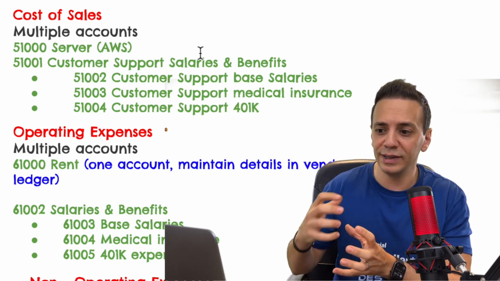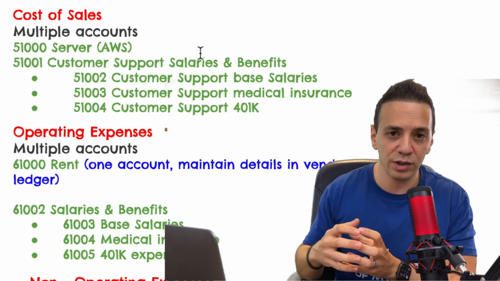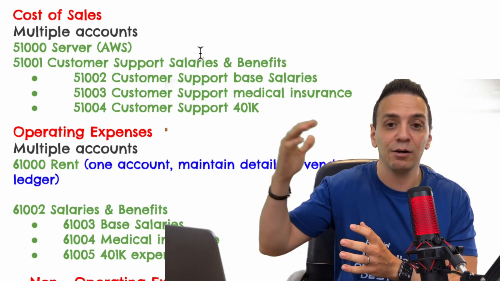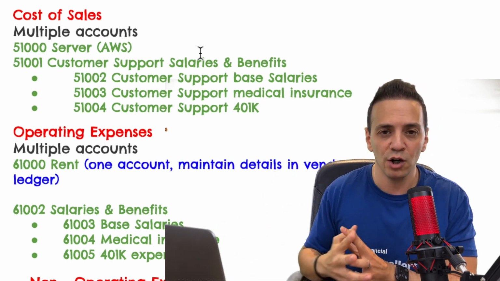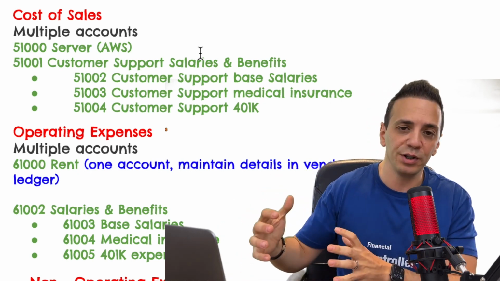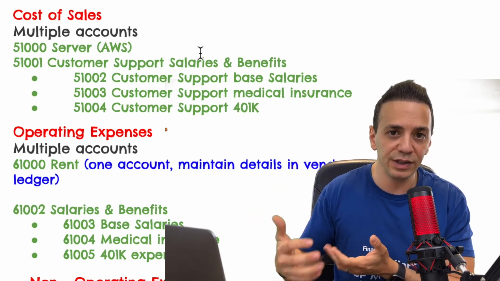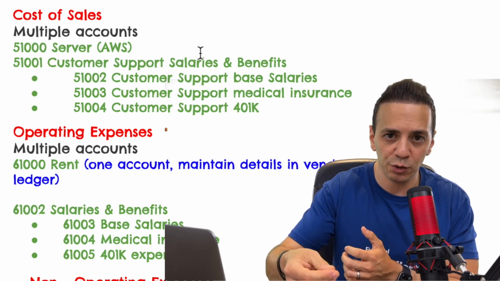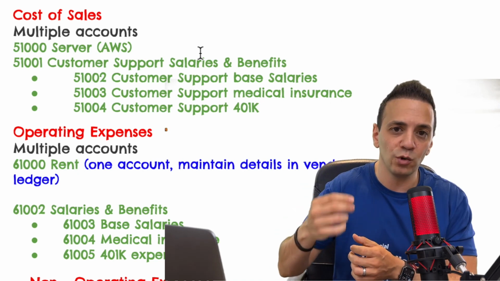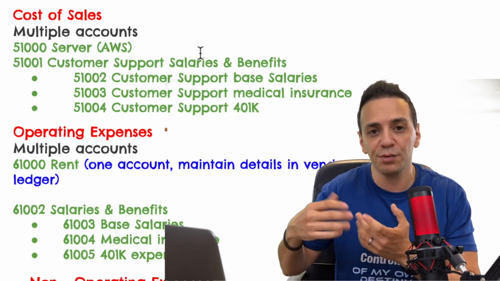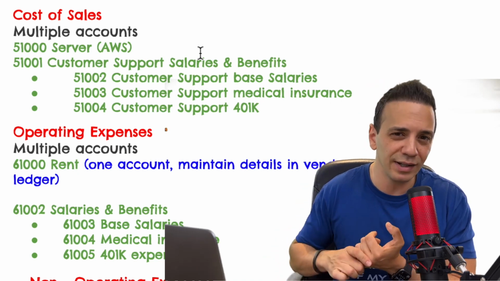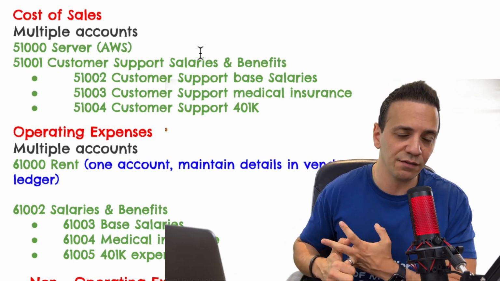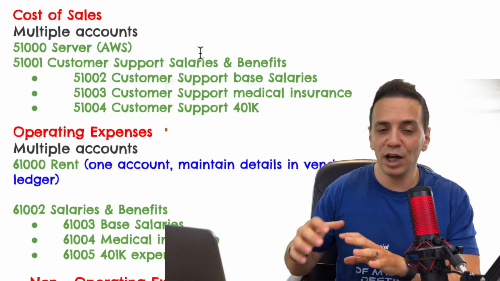Now, cost of sales are going to be those costs or expenses that are associated with revenue making, right? So in this case here, we have server costs. So I'm using a cloud server like Amazon Web Services or something similar to that. And that's what I'm using to host all of the activity that's going on the website. And that's going to be directly associated with making revenue or making money, right? So that's why it's called cost of sales. It's not an operating expense. Operating expenses are going to be things like rent or salaries to supporting staff and things like that. That's going to be operating expenses.